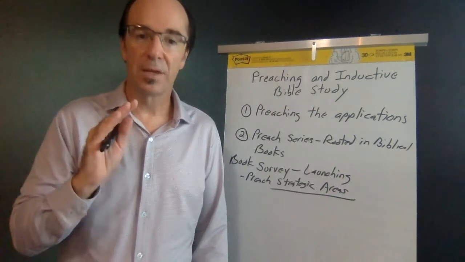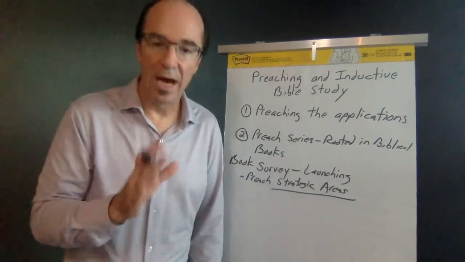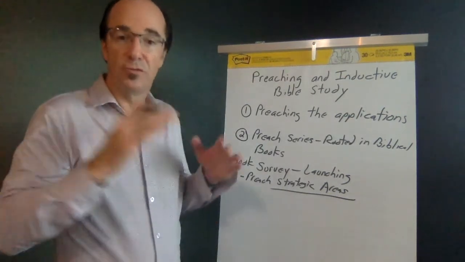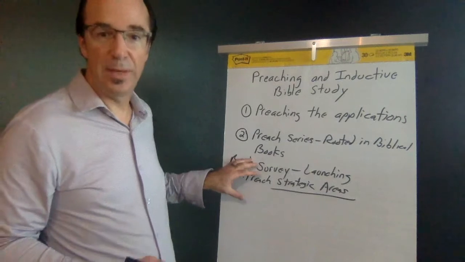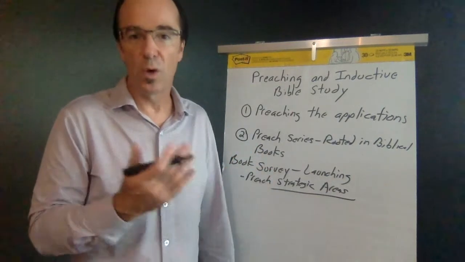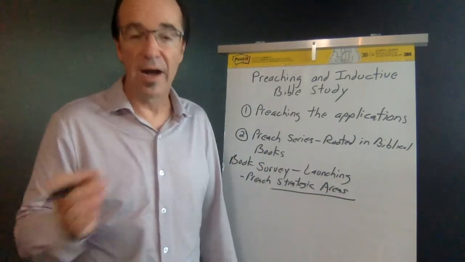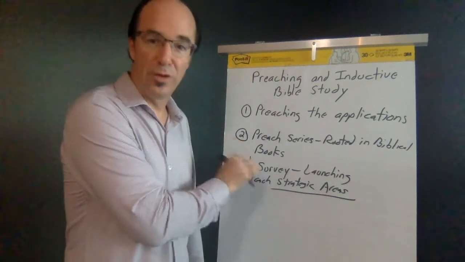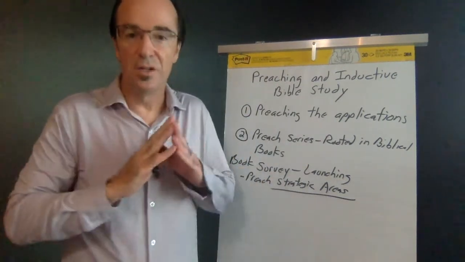Now, if you want to do more than just 4 or 5 weeks, if you do 4 or 5 weeks, that's basically your book survey is going to give you roughly, you're going to usually have 3 to 4 or 5 structures. You're going to get 3 to 4 or 5 strategic areas to preach that sermon.